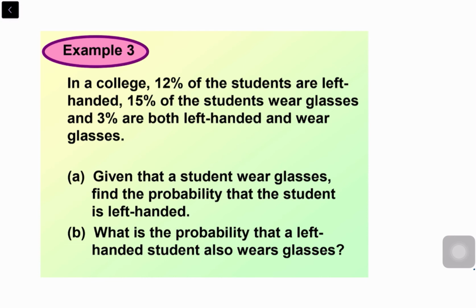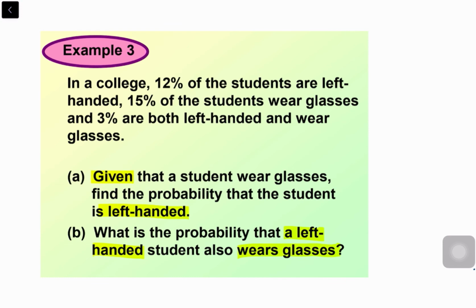How can we tell whether a question is about conditional probability? The first clue is the word "given". The word "given" here means that we are looking for the probability of a left-handed student when the probability of students who wear glasses is given. The same goes for B, where we are looking for the probability of students who are left-handed, whereby we already have the probability of students who wear glasses.